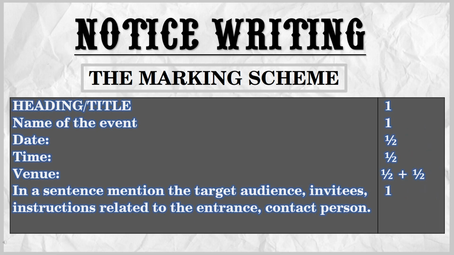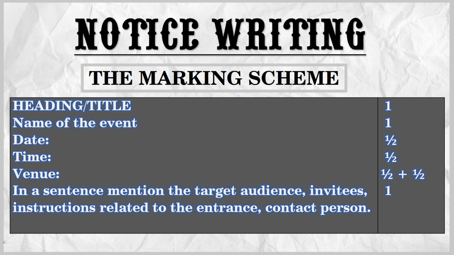Now here is the exact format of a notice, and I have here for you the marking scheme direct from the ICSE Council. First is your heading or title. It carries 1 mark. The name of the event carries 1 mark. Date, time and venue. Date and time have half and half mark. Venue, remember, is half plus half.